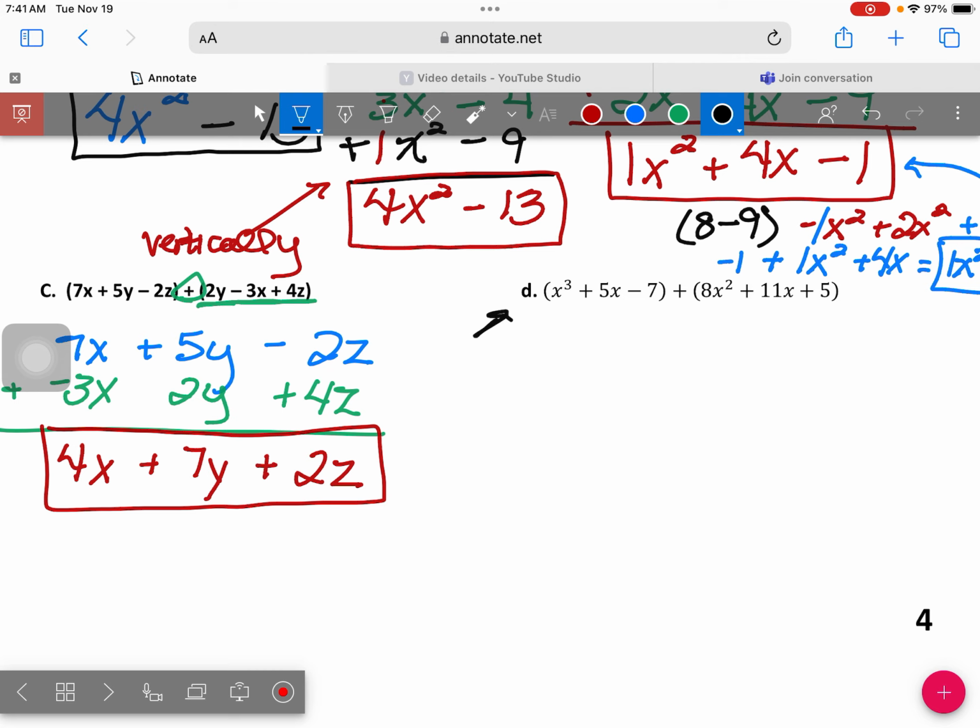Try the last one, letter D, on your own. Let's see if you can do it. Doing okay?